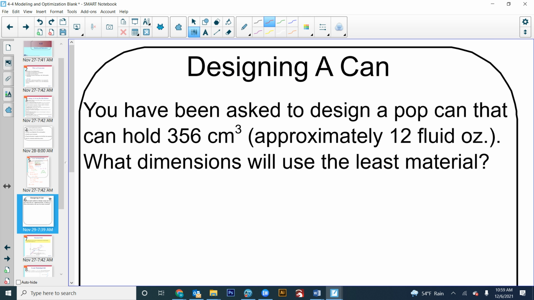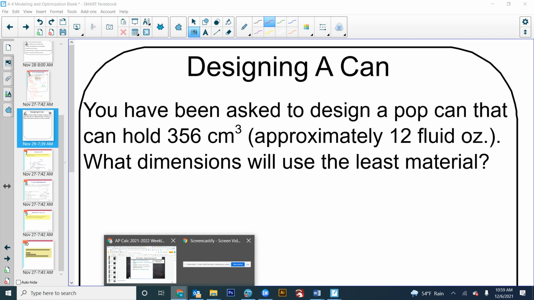Tomorrow, I have news for you guys. The cans you drink pop out of, if you drink pop, they're not optimized. They're wasting aluminum. We're going to maximize them tomorrow. We're going to solve this riddle. Okay?